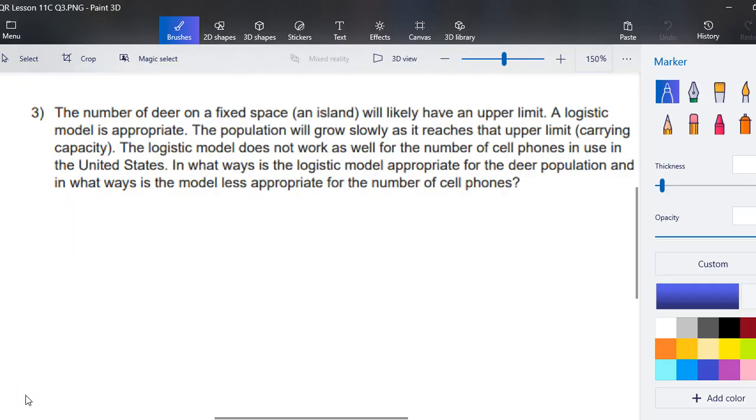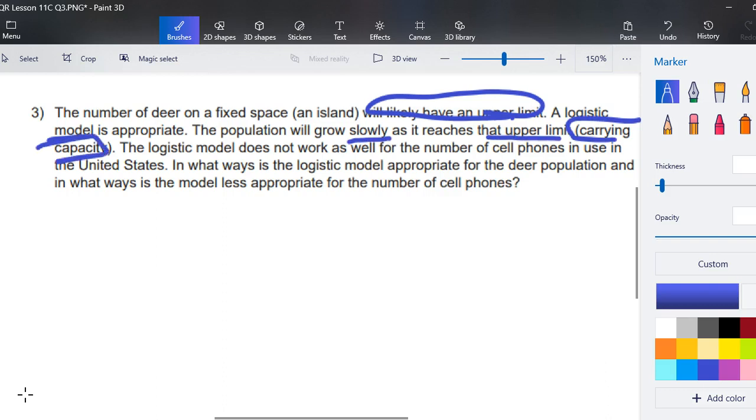Finally, question 3. The number of deer on a fixed space, like an island, will very likely have an upper limit. A logistic model is appropriate. The population will grow slowly as it reaches that upper limit, which we are calling carrying capacity. The logistic model does not work as well for the number of cell phones in use in the United States. In what ways is the logistic model appropriate for the deer population, and in what ways is the model less appropriate for the number of cell phones? Talk to the people around you, call somebody, text somebody, talk through this, and write down a couple of thoughts on both of these questions for part 3.